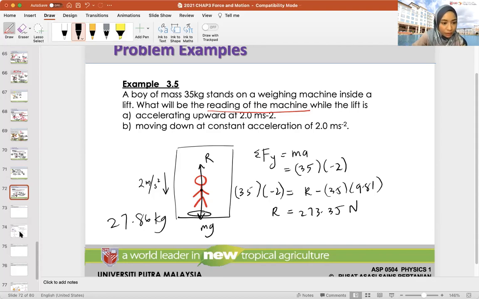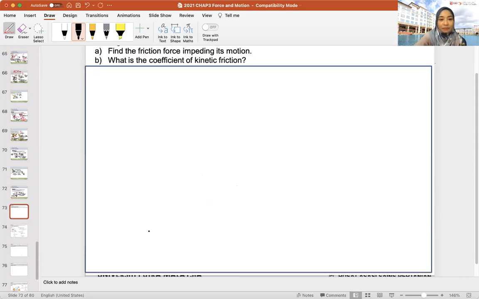Okay? So again, the weighing scale measures your reaction force. Please remember that one. Yang tu saya tak boleh kasih hint dalam exam. Kalau dia tanya pasal weighing scale, memang kena ingat yang ni. The weighing scale measures reaction force. Just solve for reaction force and then itu je lah, solve for reaction force je lah. Okay. Alright. So next one.